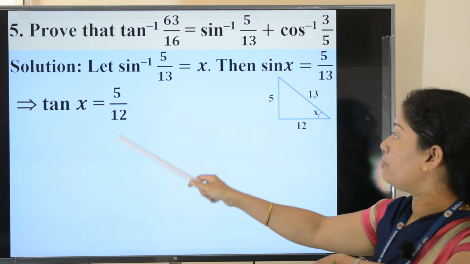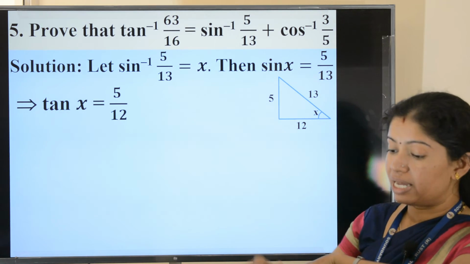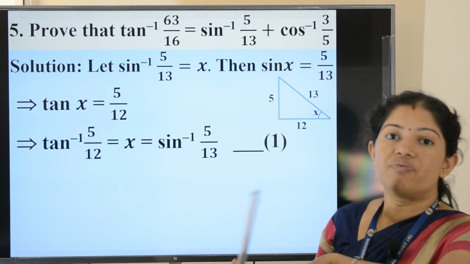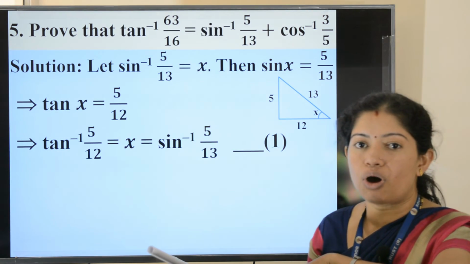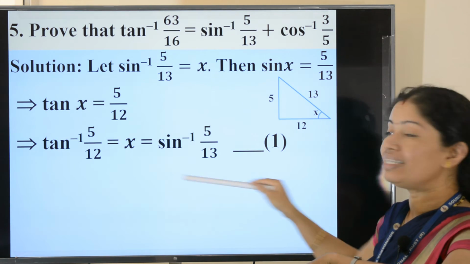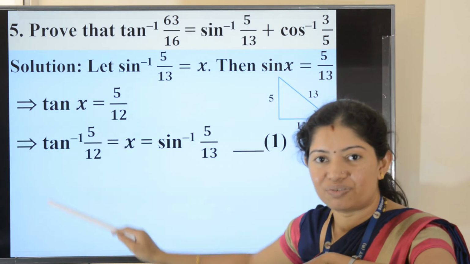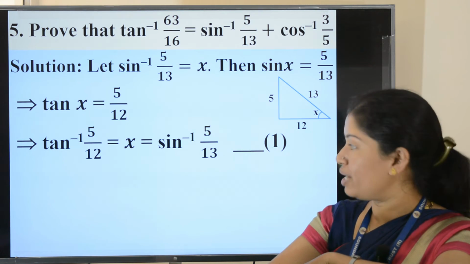Next you find what is tan x from the same right angle triangle. So tan x will be opposite by adjacent, so 5 by 12. Then x will become tan inverse of 5 by 12. That x is nothing but sin inverse of 5 by 13. So we got sin inverse of 5 by 13 in terms of tan inverse as tan inverse of 5 by 12, which we can take as equation number 1.